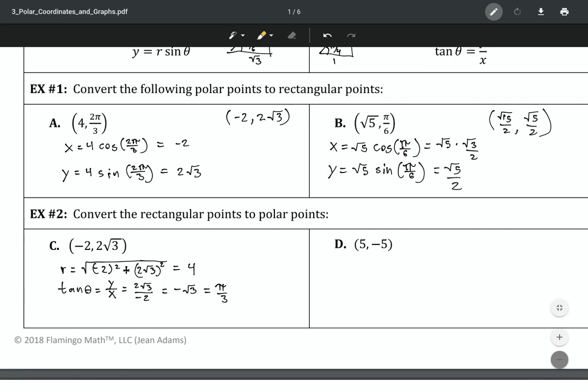Well, actually, because that's negative, that should be negative pi over 3. So the answer to this one would be 4 comma negative pi over 3. Right on this part right here, same idea. I'm going to do this one a little bit faster.